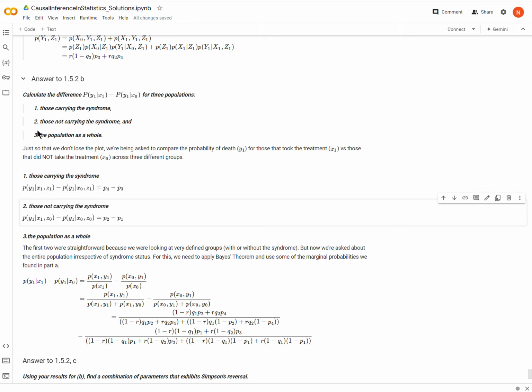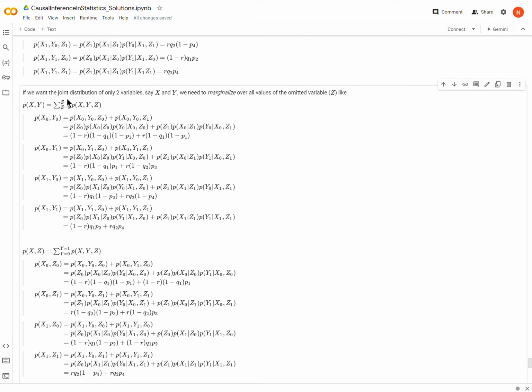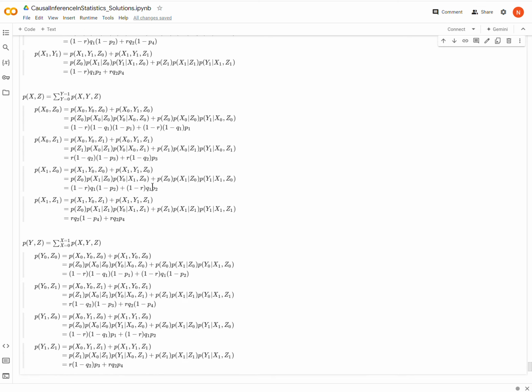And then we come to the third one, which is the population as a whole. Okay, so we're no longer discriminating between those with and without the syndrome. Okay, so this gets a little bit tricky, because I think one of the first things that will come to mind is to just try to somehow cram in the joint probability distributions that we found earlier, maybe this XY1. Okay, now that is part of the process, but it's not exactly what we need, and let me show you why. What we found up here were the joint probabilities where we have marginalized out one of the variables.